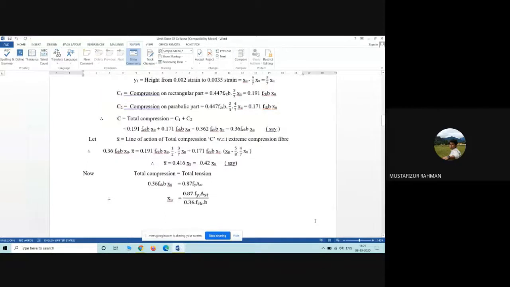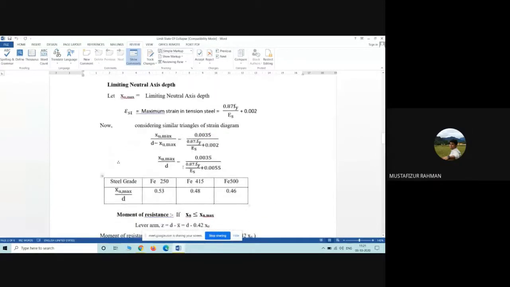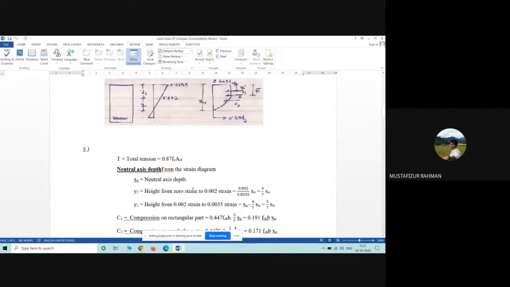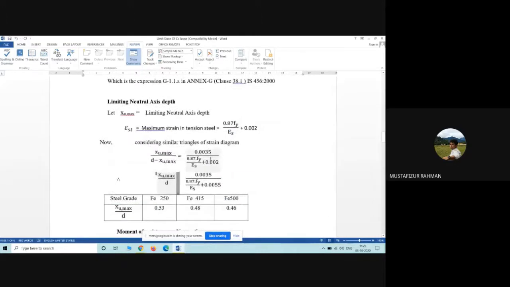Now see here, Xu maximum by D minus Xu maximum. These two are similar triangles, so this divided by this. You see here, 0.0035 divided by 0.87 Fy by Es plus 0.002. Yes, now this value I had written here.